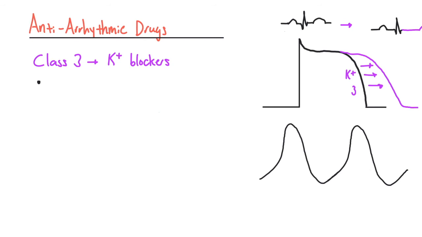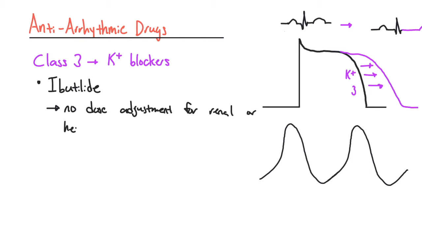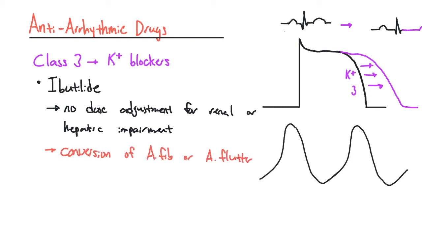Our next agent you don't need to know much about, but it's ibutilide. Interestingly, it does not require dosage adjustment in renal or hepatic impairment. And this only has one approved indication, which is the rapid conversion of atrial fibrillation or atrial flutter to sinus rhythm. Other than this, the agent is fairly similar to our other classic potassium channel blockers, and it does confer an increased risk of arrhythmias such as torsades.